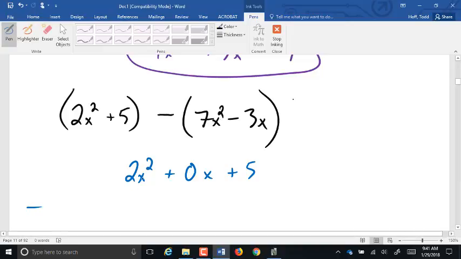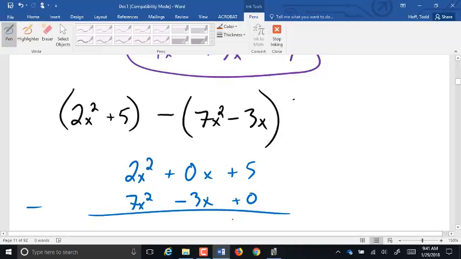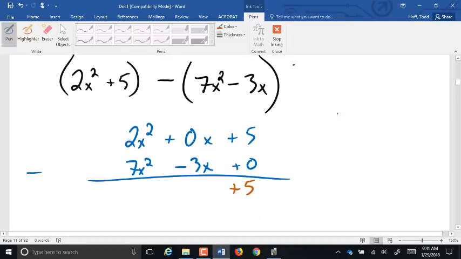assume that? Okay, so that's 7x squared minus 3x plus 0 we'll put in there. 5 minus 0, of course, is positive 5. 0x minus a negative 3x, positive 3x. And 2x squared minus 7x squared, careful, minus 5x squared. There we go.